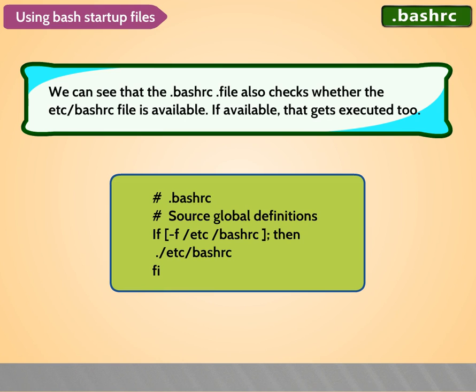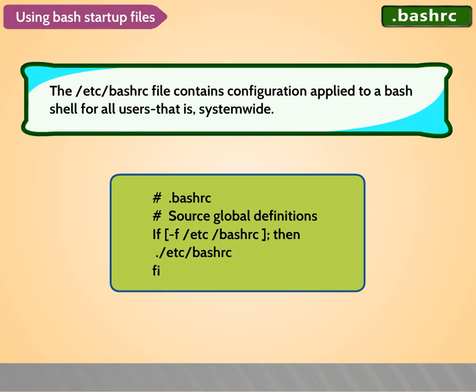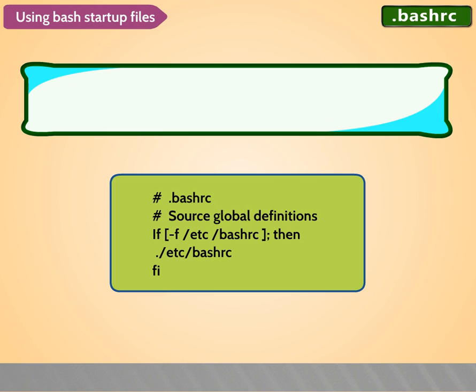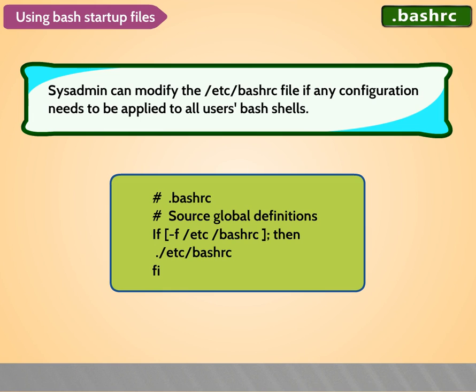We can see that the .bashrc file also checks whether the /etc/bashrc file is available. If available, that gets executed too. The /etc/bashrc file contains configuration applied to a bash shell for all users, that is, system-wide. System admin can modify the /etc/bashrc file if any configuration needs to be applied to all users' bash shells.